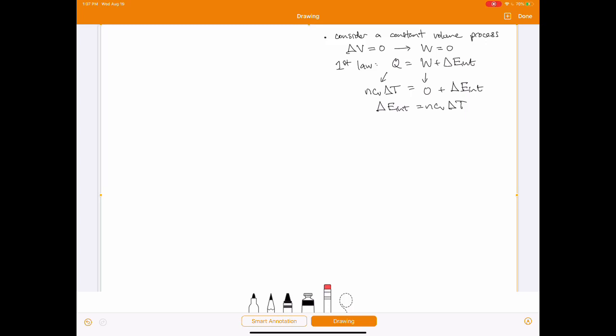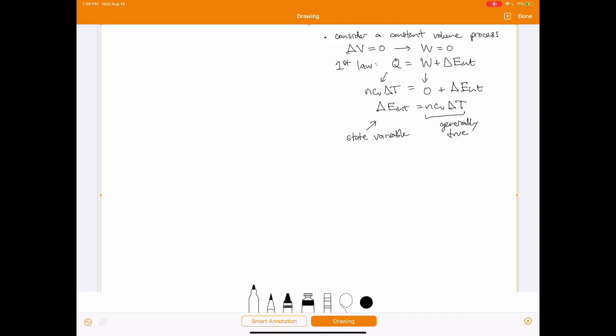But the thing is, internal energy is a state variable. So it actually doesn't depend on the type of process that's being carried out. In fact, this relationship is generally true. Okay? It applies to any type of process.